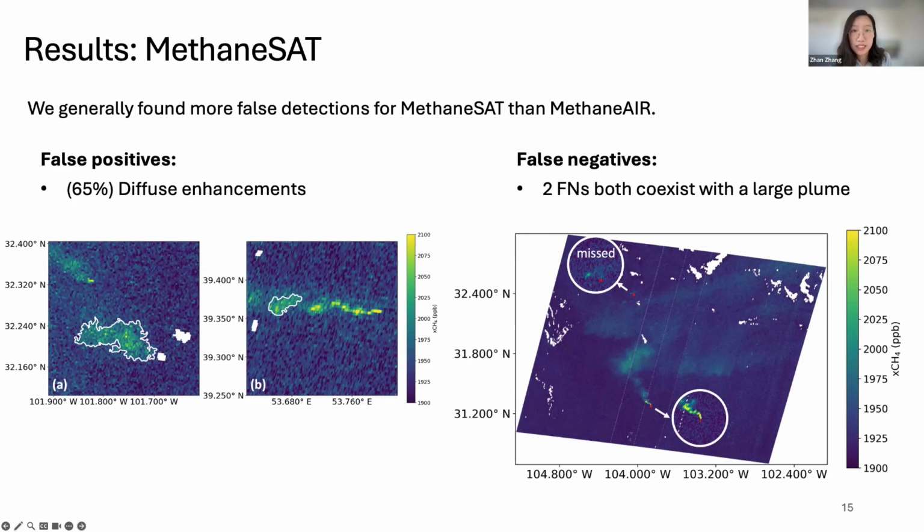As for missed detections, the wavelet method misses 2 plumes in this dataset compared to the DI detection. So similar to what we saw with MethaneAIR, these two missed detections are influenced by the presence of a much stronger plume in the same scene, which makes the weaker plume signals harder to detect.